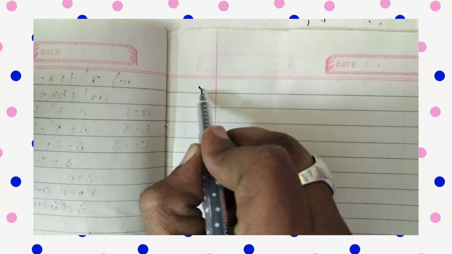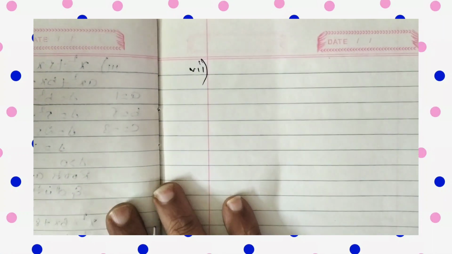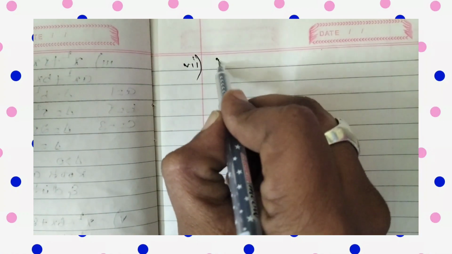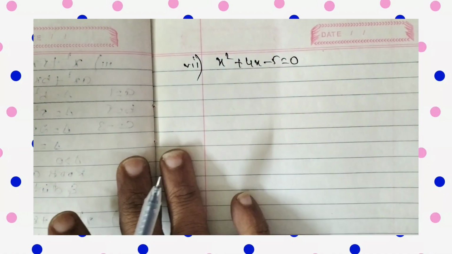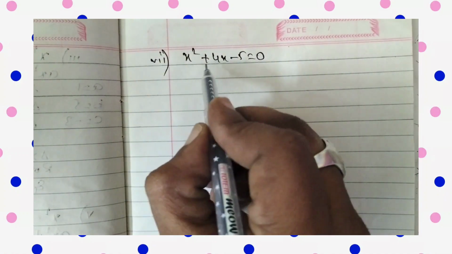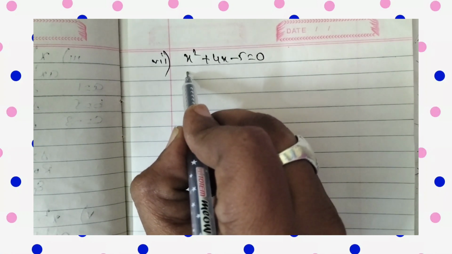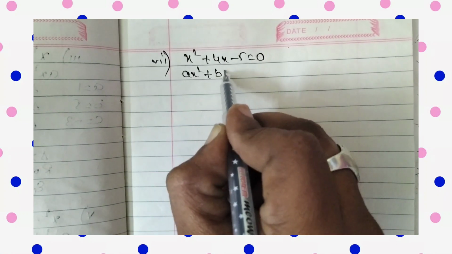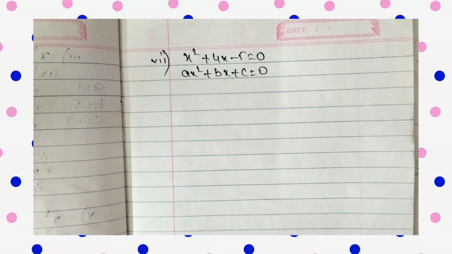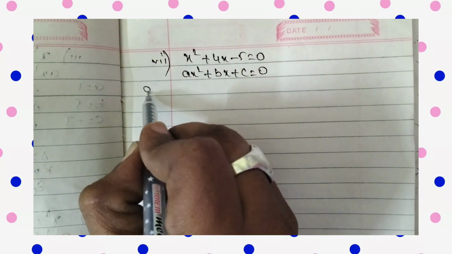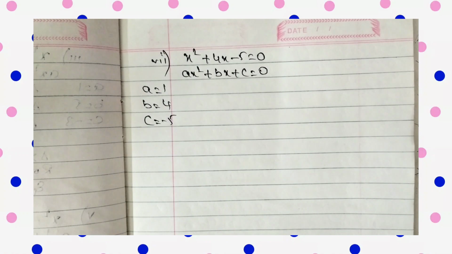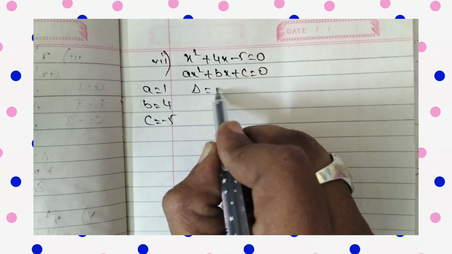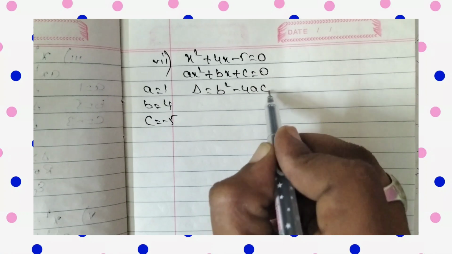Now let us move to question number 7. In question number 7, the question is x square plus 4x minus 5 is equal to 0. Compared to the standard form ax square plus bx plus c is equal to 0, the value of a is equal to 1, b is equal to 4 and c is equal to minus 5. So our discriminant of the quadratic equation, delta is equal to b square minus 4ac.